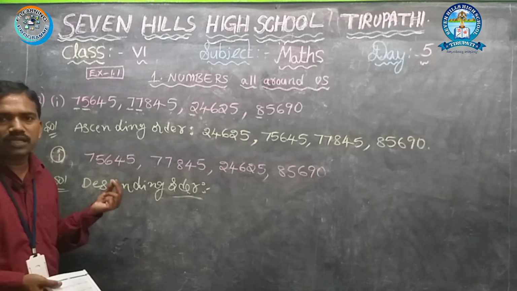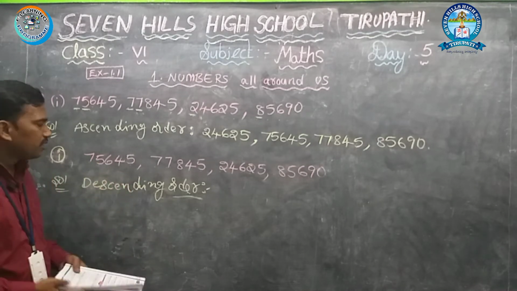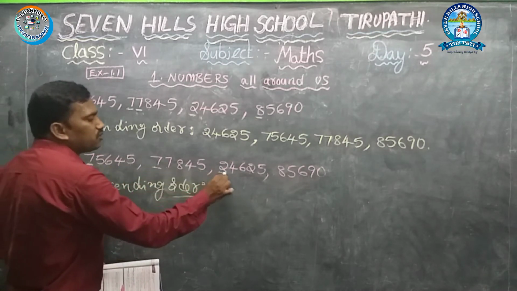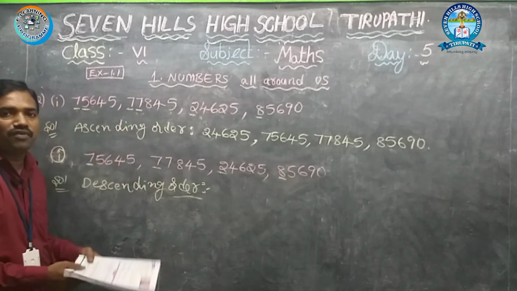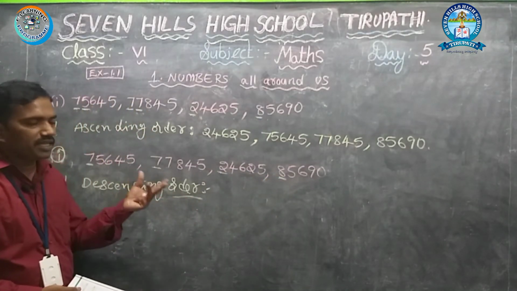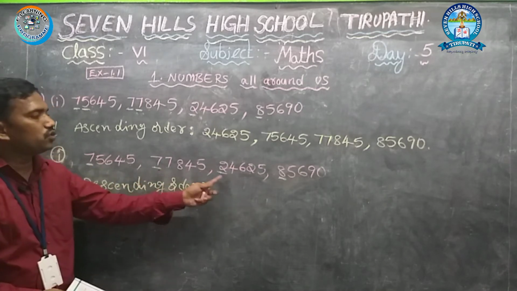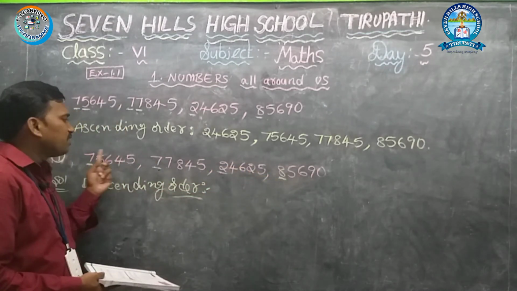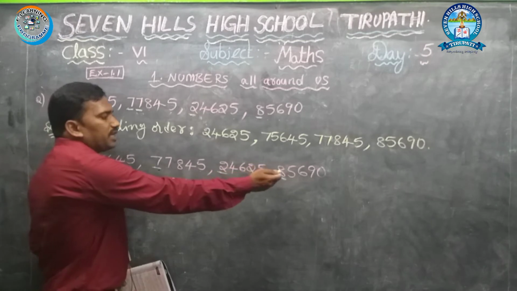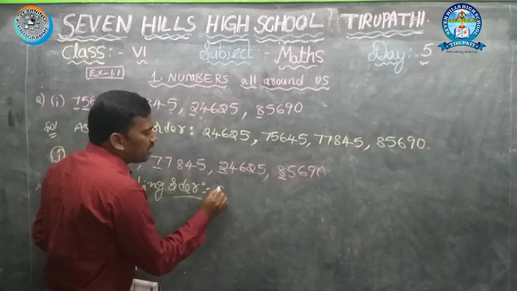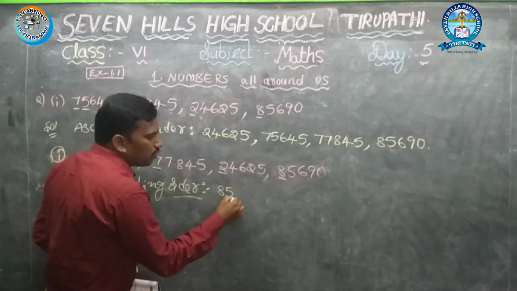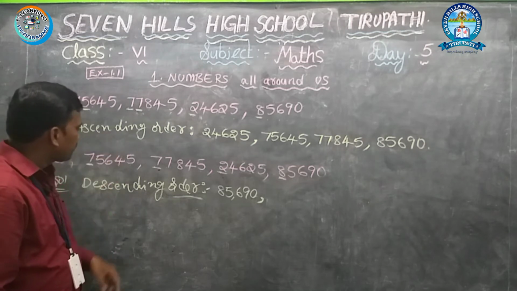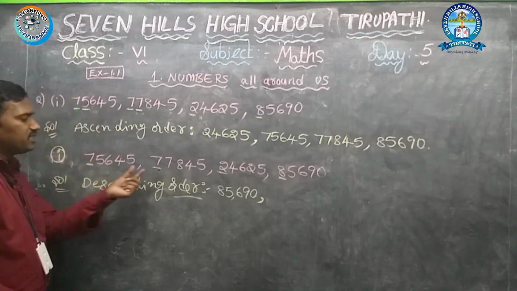Now we want to compare their highest place in each number, right? So here the 10,000s place is the highest place. We are finding descending order, that means we are finding the biggest number. In 7, 7, 2, 8, which one is greater? 8 is the greater among these. So 85,690 is the biggest number.